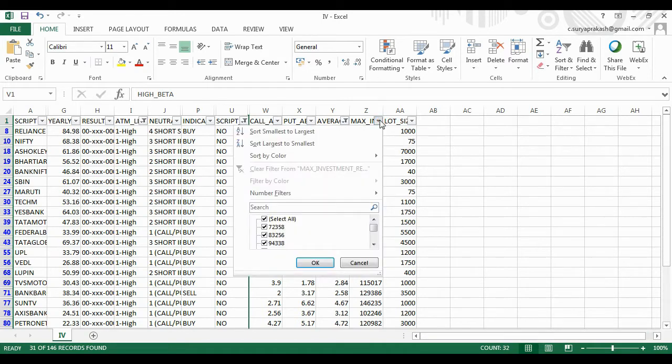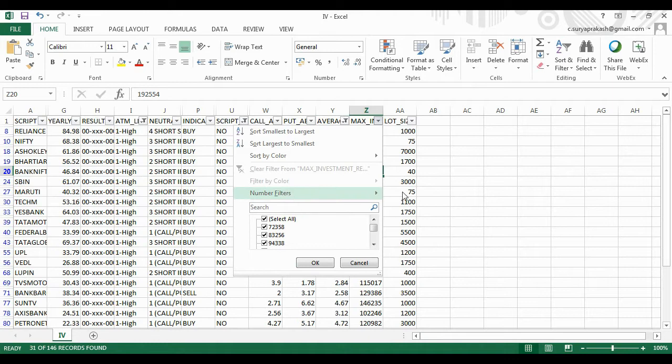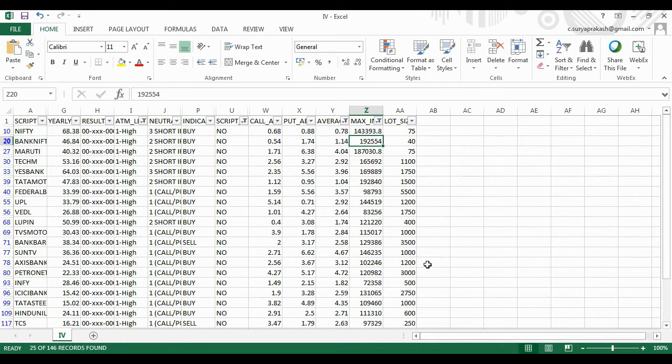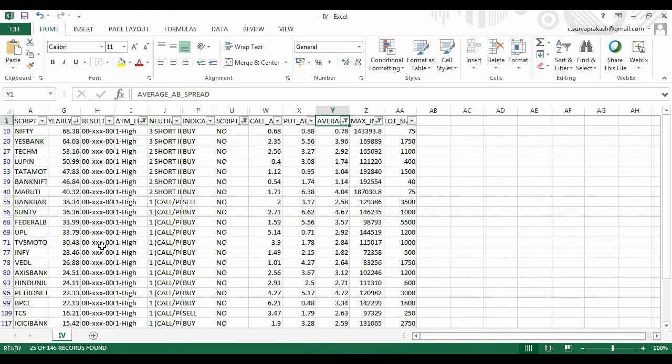If you have any restrictions on capital, you can further reduce your scope. Say if you have capital of less than 2 lakh, and want only strategies costing less than 2 lakh, then you can put it like this. It will further reduce. The best way now is to sort the average spread in ascending order, and then come to the yearly volatility and do another sort in descending order. This will give some of the best strategies that we are about to follow.